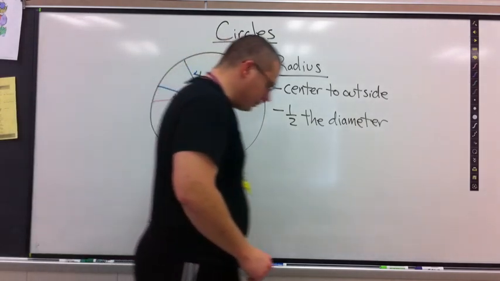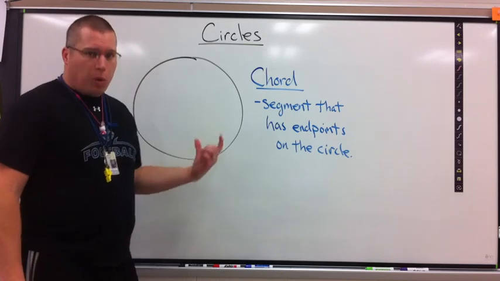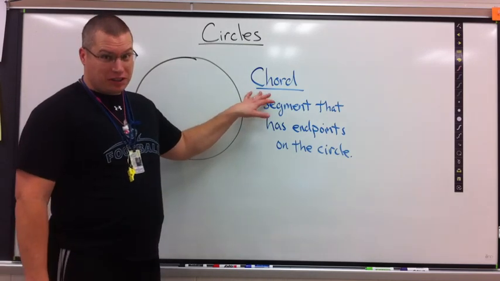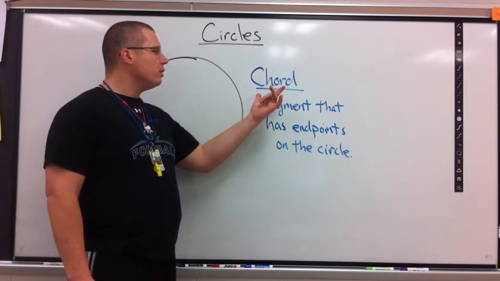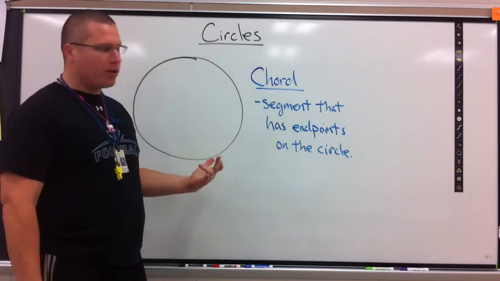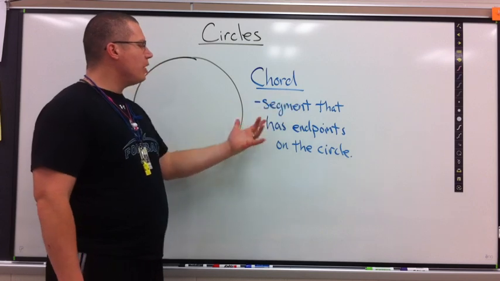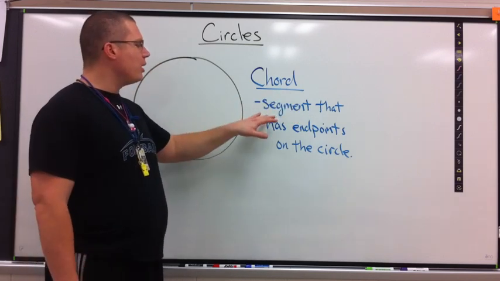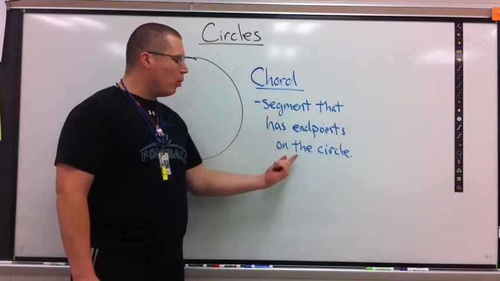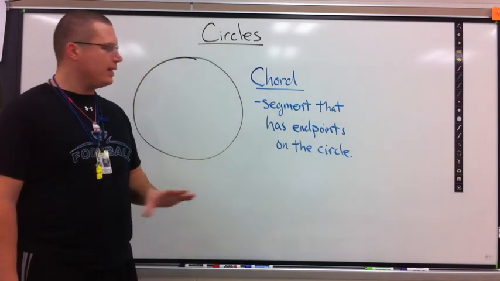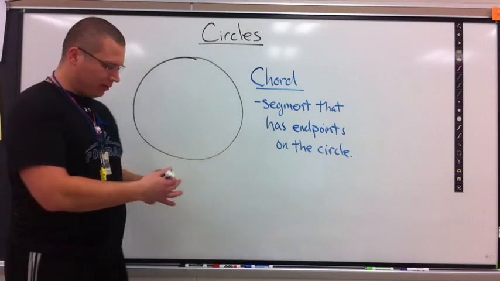That's the radius. The next term is a chord, commonly misspoken as cord. It's not a cord, it's a chord, and not an A or a G minor chord on the guitar. What we want to do is explore this real quick. The definition is it's a segment that has its endpoints on the circle. It doesn't say where, and it doesn't matter.